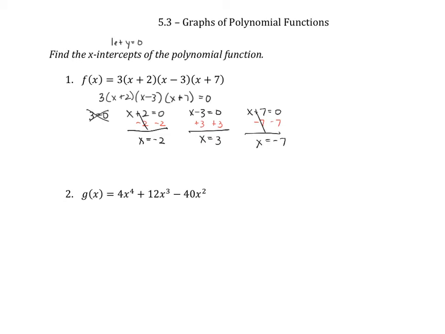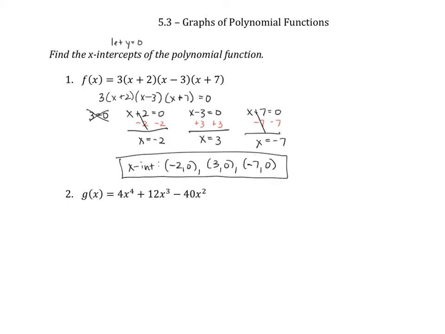So those are going to be our 3 x-intercepts, and we need to write them in ordered pair form because that's what an intercept is. So we're going to have (-2, 0), (3, 0), and (-7, 0). So here we will have 3 x-intercepts that are listed there.